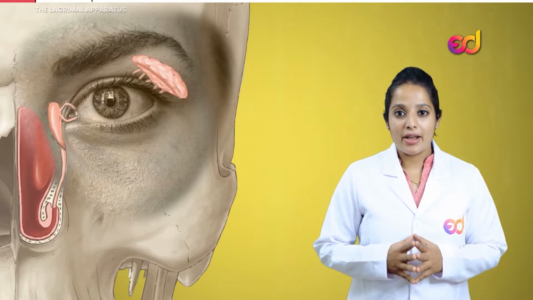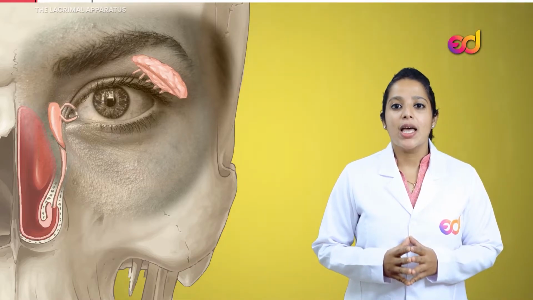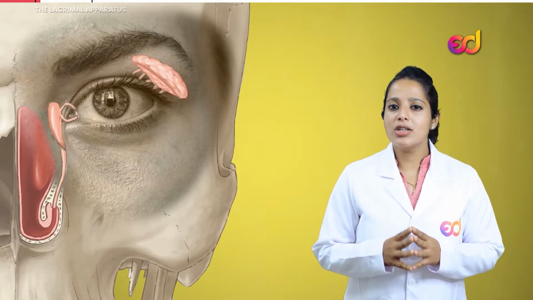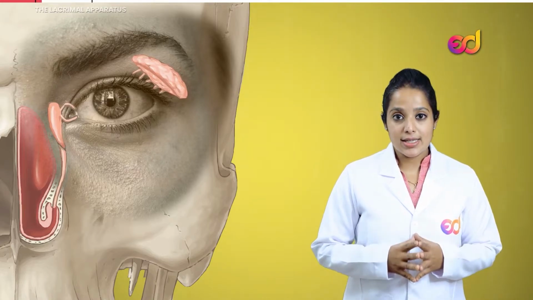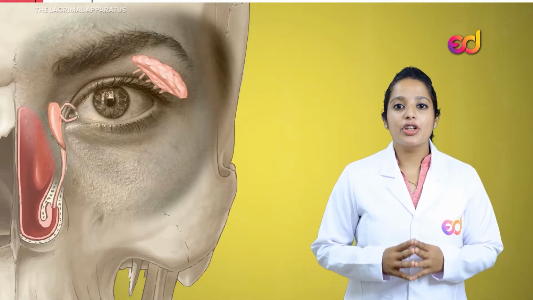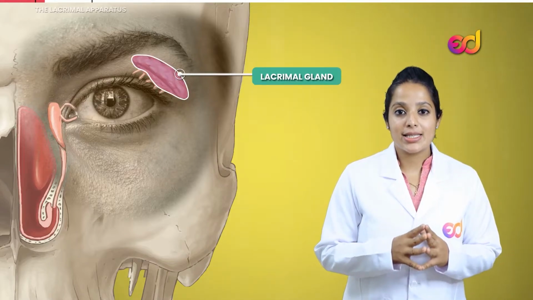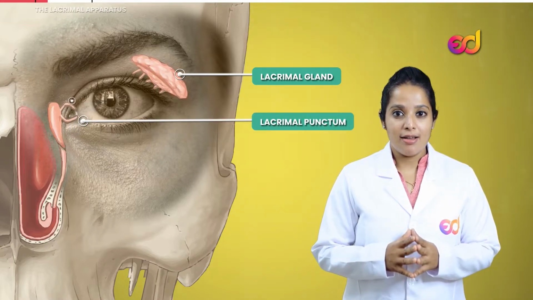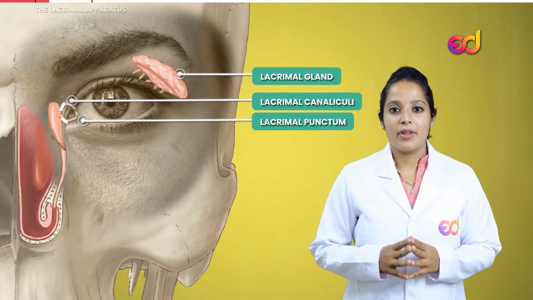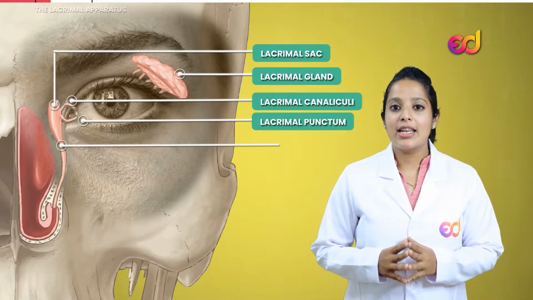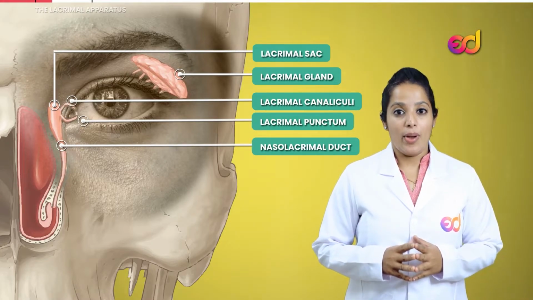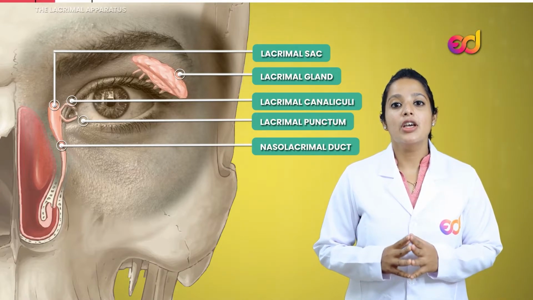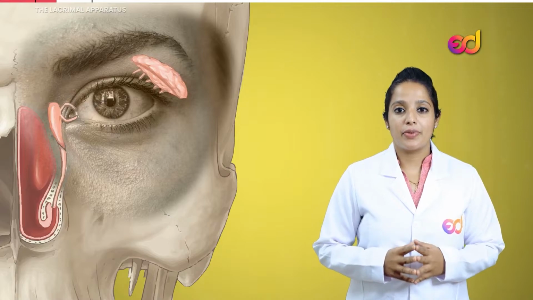The lacrimal apparatus is made up of structures that are involved in the secretion and drainage of lacrimal or tear fluids. It consists of various components which include the lacrimal gland and its ducts, conjunctival sac, lacrimal puncta and lacrimal canaliculi, lacrimal sac and nasolacrimal duct. Well, you have to remember these components in the given order itself to understand the route.